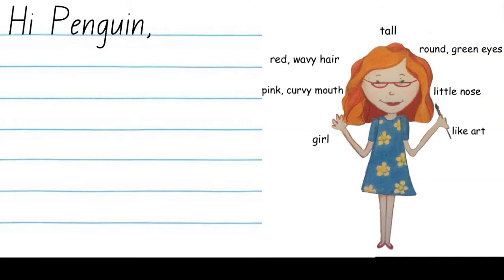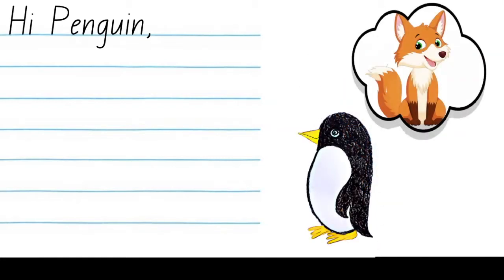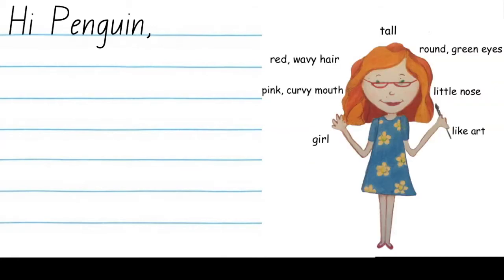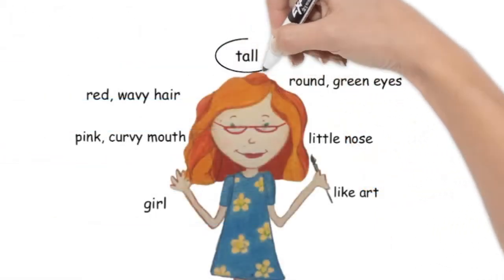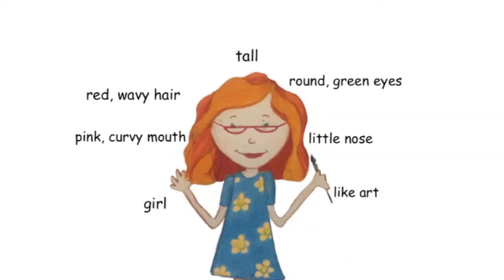I think I better start by telling the penguin I'm a girl. If I start by saying I have green eyes and red hair, the penguin might be imagining that I'm a fox. So I'd better start with I'm a girl. I'm going to be clever. I'm going to put two ideas into one. I'm thinking I could join tall with girl and say, I am a tall girl.